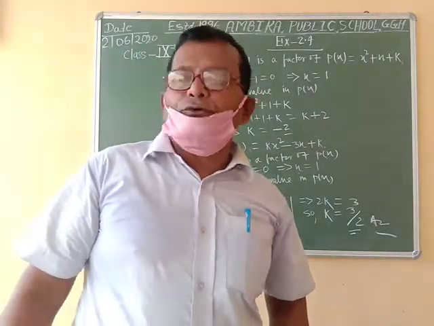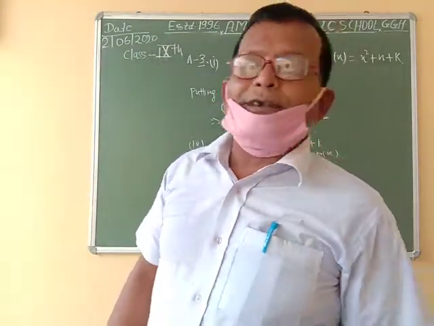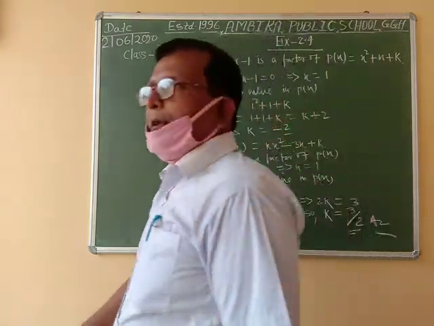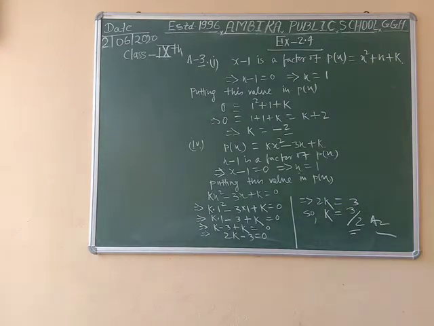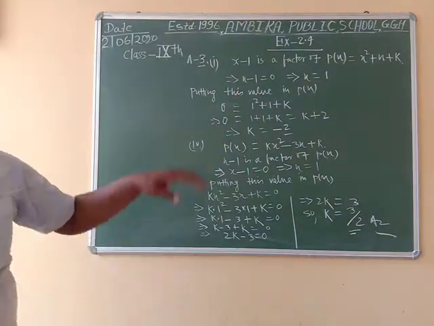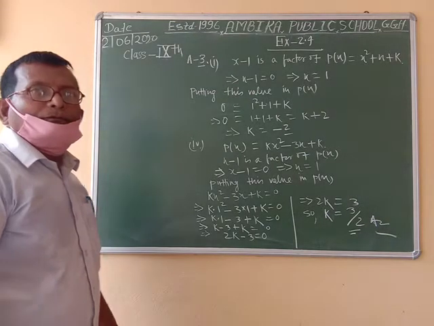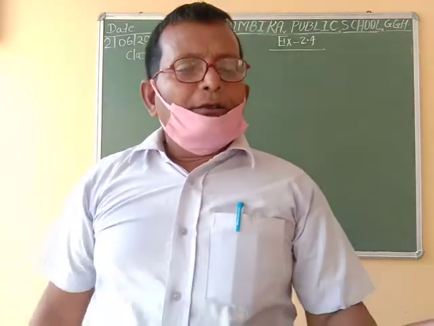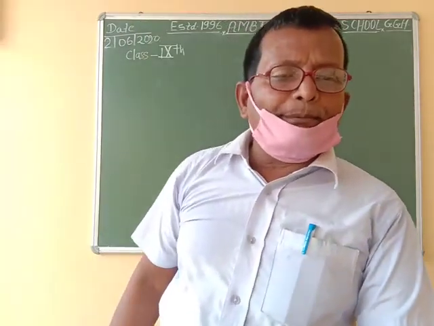Now I am going to solve question number 4. In question number 4, factorize 12x square minus 7x plus 1. We have to factorize 12x square minus 7x plus 1.